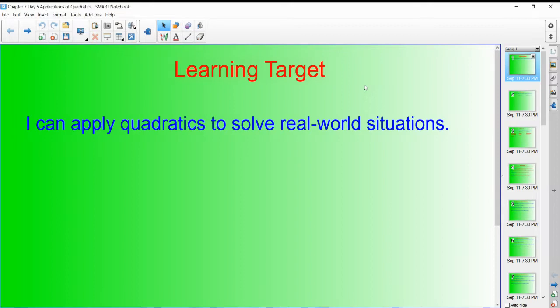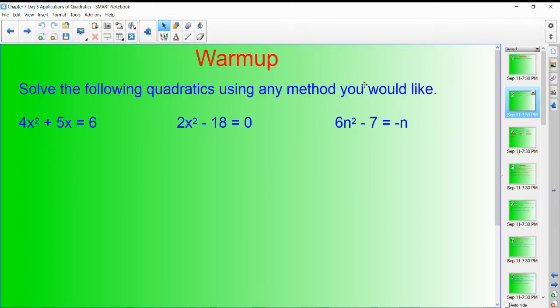The first thing we're going to do is attempt a warm-up. So we're going to practice solving. Solving is still an important skill. We're going to need it in this lesson. So pause the video, solve the quadratics using any method you'd like. And remember, we can factor some of them. We can use the quadratic formula for some of them. Some of them, we can just use undo steps and get x by itself. When you're ready, unpause the video, and we'll check the answers.